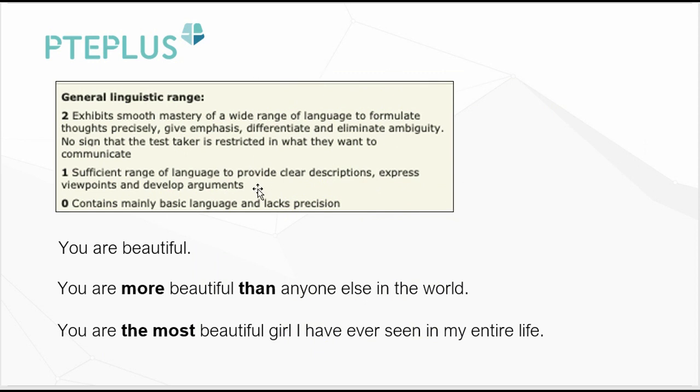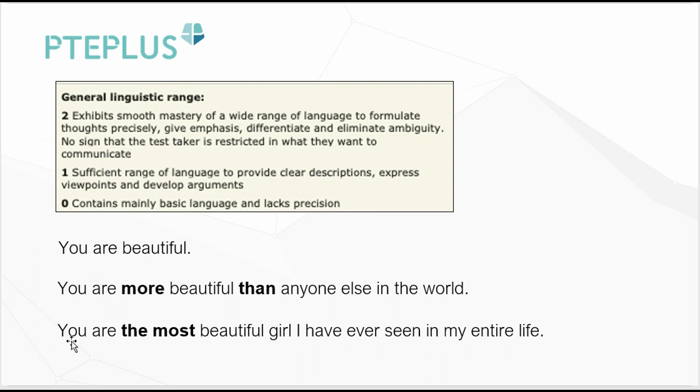So remember we said we'd talk about this earlier? In terms of general linguistic range, essentially what it's looking for is for you to be able to express the way you feel in different ways. If we want to express the idea you're beautiful, that's very simple, right? It shows mainly basic language and lacks precision. So in being precise, we're saying you're more beautiful than anyone else in the world. That's an example of where we're showing emphasis. We're not restricted in what we want to communicate, and we show a wider mastery of the language. Another example is, you're the most beautiful girl that I've ever seen in my entire life.